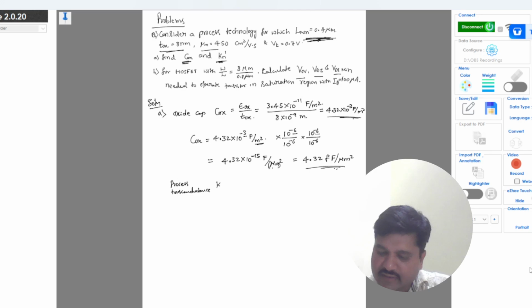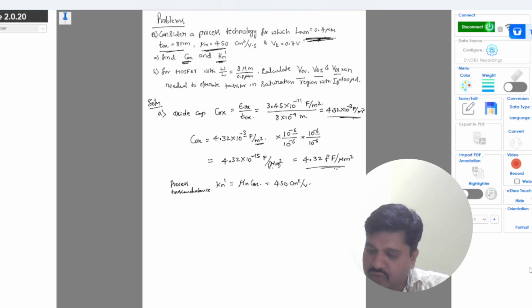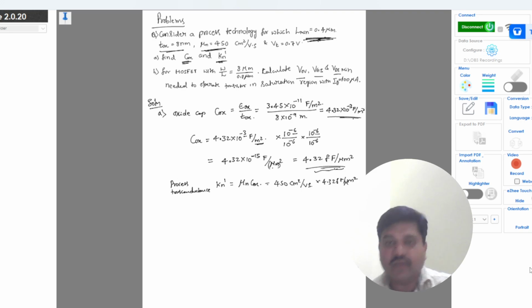Process transconductance Kn dash is mu n into COX. The given mu n is mobility of the electron, that is 450 centimeter square per volt second, into COX, which is 4.32 femtofarad per micrometer square. So this is the process transconductance.